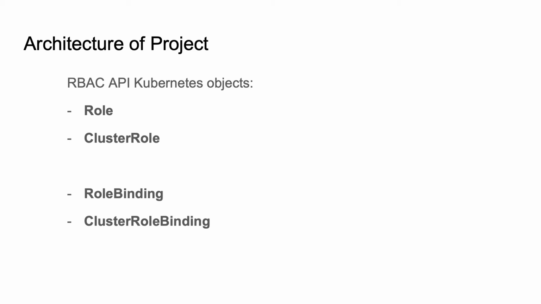In one word, if you want to define a role within a namespace, you use a role. If you want to define a role cluster-wide, you use a cluster role. The role binding grants the permissions defined in a role to a user or to a set of users within a specific namespace. And the cluster role binding grants that access cluster-wide. So this is the basic idea of role binding.